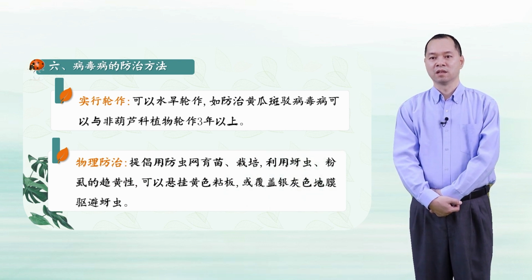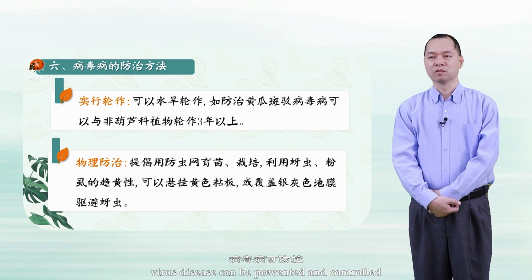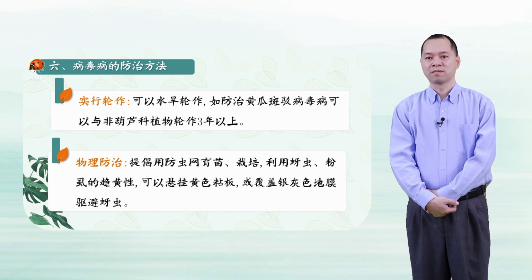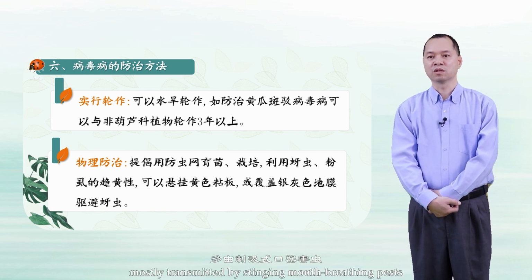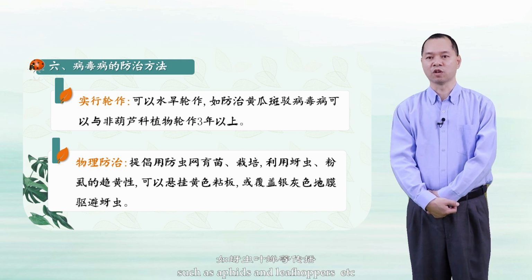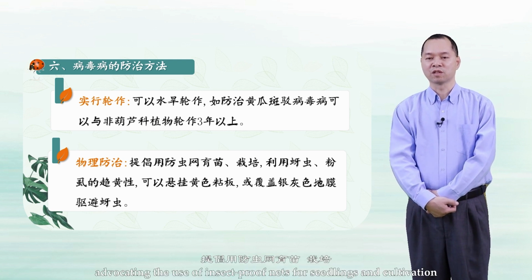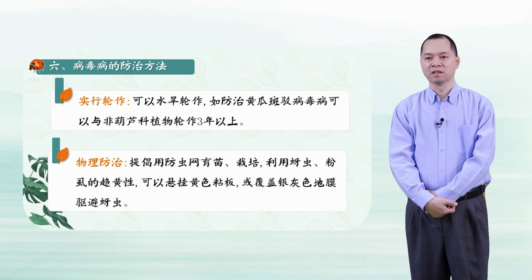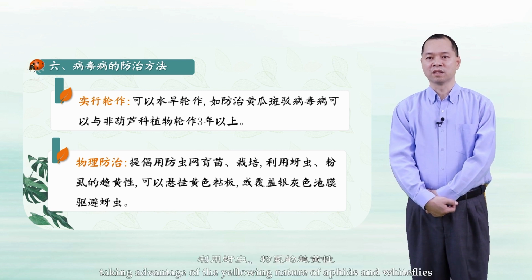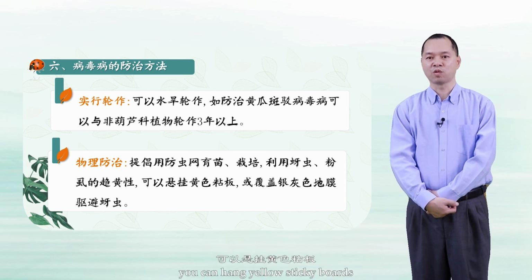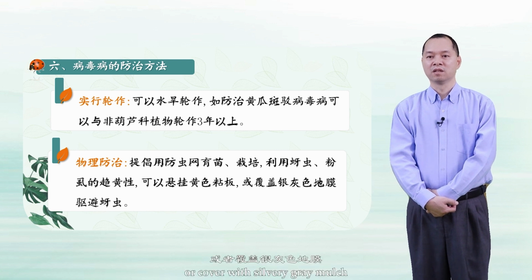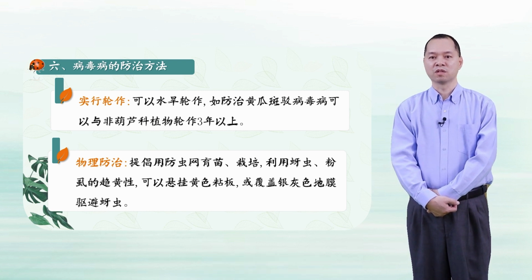Physical control. Virus disease can be prevented and controlled, but not cured. It is mostly transmitted by piercing-sucking pests such as aphids and leafhoppers. We advocate the use of insect-proof nets for seedlings and cultivation. Taking advantage of the attraction of aphids and whiteflies to yellow, you can hang yellow sticky boards or cover with silvery gray mulch to repel aphids.